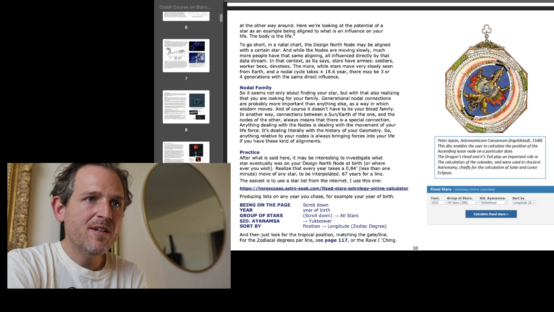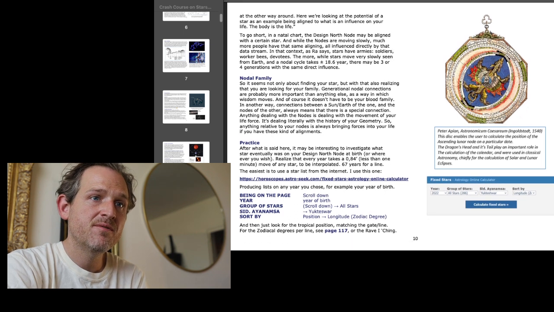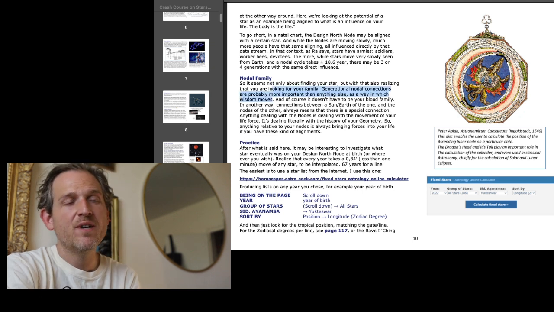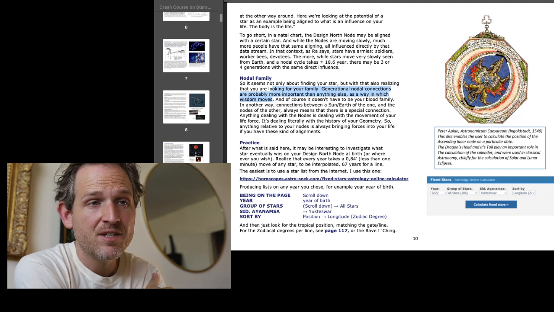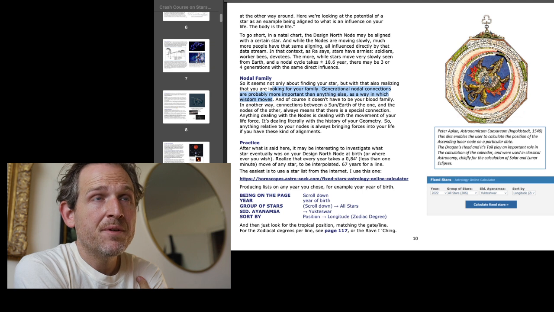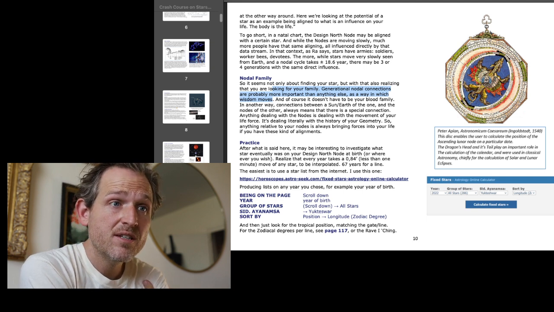So it seems not only about finding your star, but with that, also realizing that you are looking for your family. Generational nodal connections are probably more important than anything else as the way in which wisdom moves. This is an almost direct quote from Ra in his work on stars, where what Jan is saying here is that this is how information travels. Intergenerational information travels through nodal connections. Either your nodes are conjunct their nodes, or your nodes are conjunct their sun Earth, and vice versa.